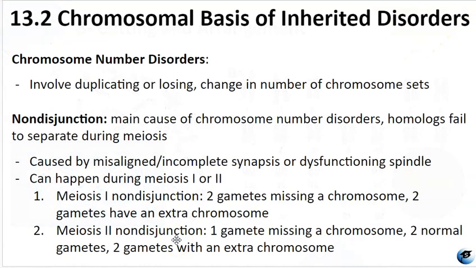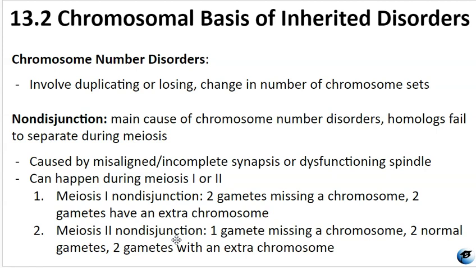So like I said a minute ago, the chromosome number abnormalities are most easily identified by looking at a karyogram, and it's going to involve duplication of a chromosome or loss of an entire chromosome, and it actually changes the number of chromosome sets that you have in the nucleus. And the main cause of this is nondisjunction.